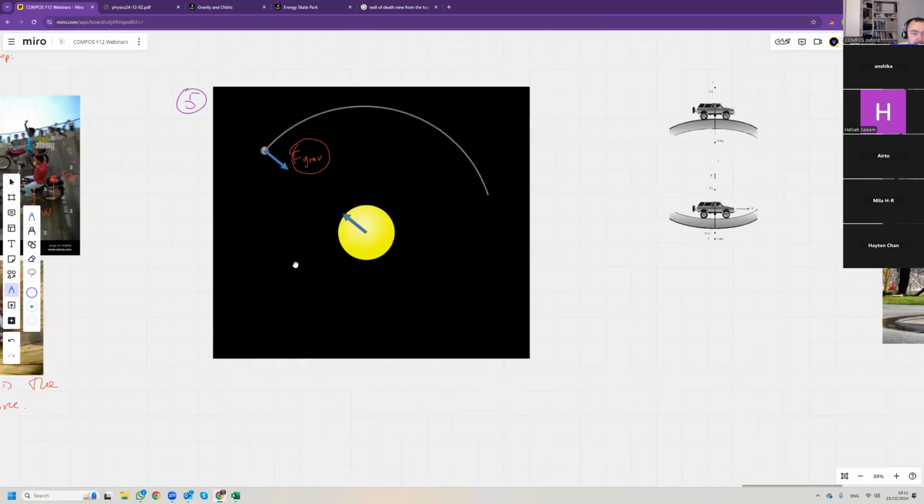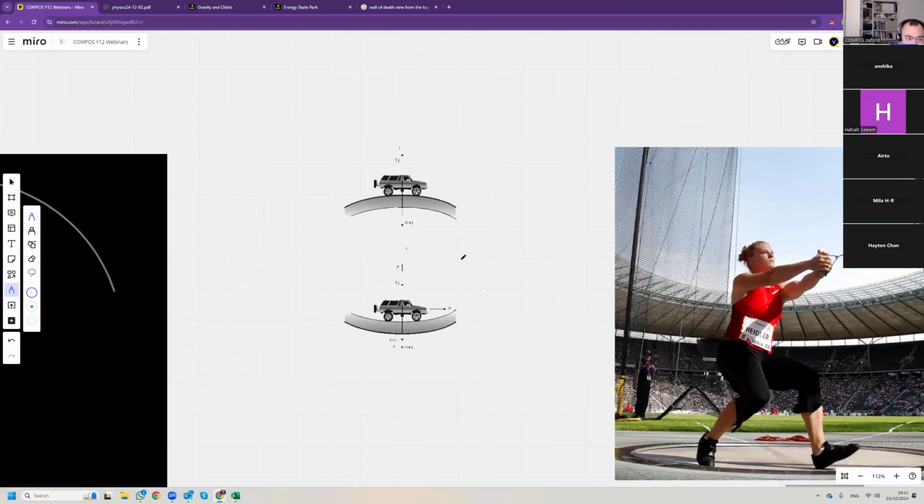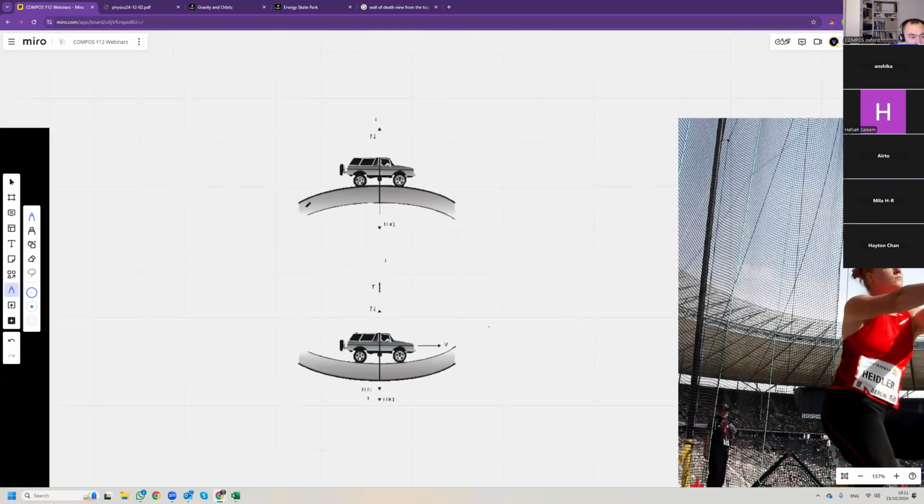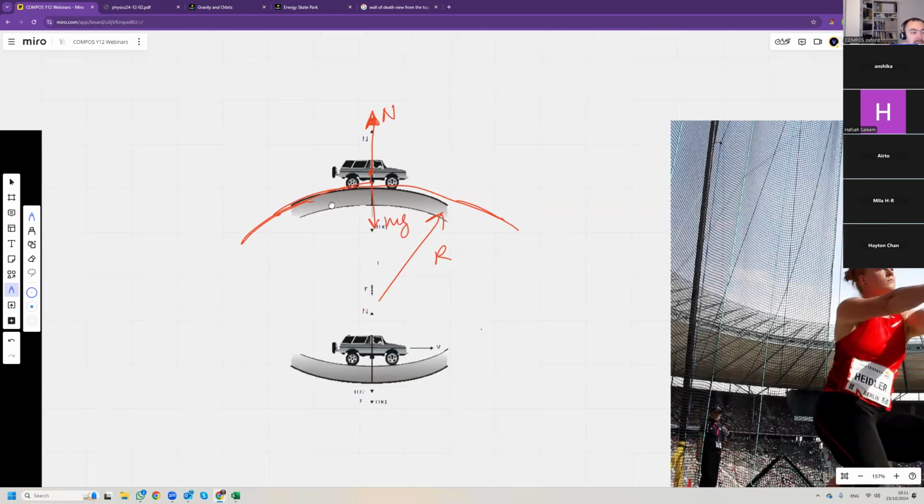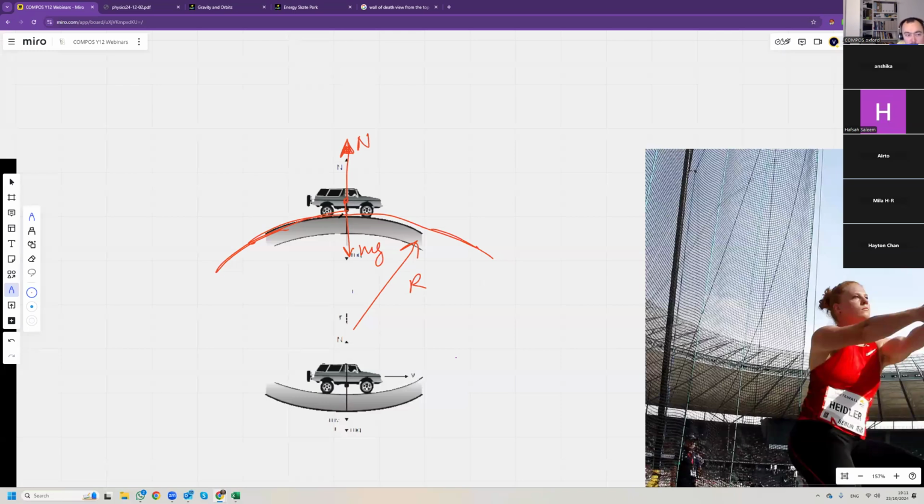That's an easy one. Now this one, that's interesting. When the car goes over a bridge, which is shaped like this, this is the radius. So we have the normal reaction force, and we have the mg force. Which one do you think is bigger, the normal reaction or the mg, or are they the same?